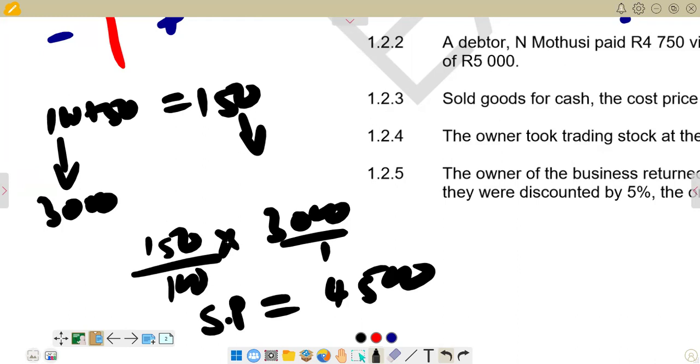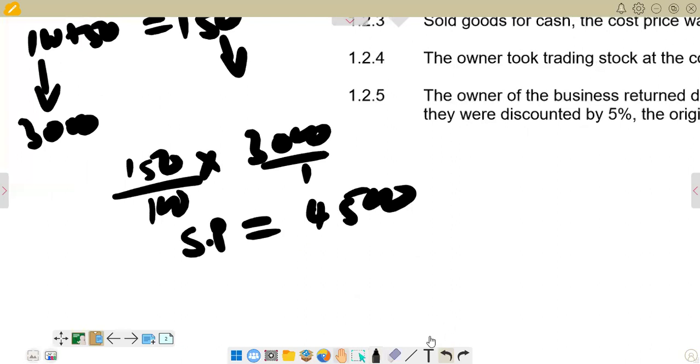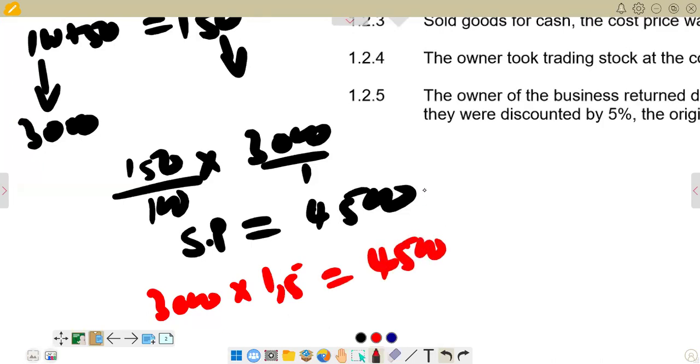Or you can simply say 150% as a decimal becomes 1.5. So you say 1.5 times 3,000. Alternatively, for the calculation of the selling price, you can just say your 3,000, and then you multiply by 150% which is 1.5 as a decimal, and then you get your 4,500 again. So you see that these figures are just the same. So we have got our selling price is 4,500.